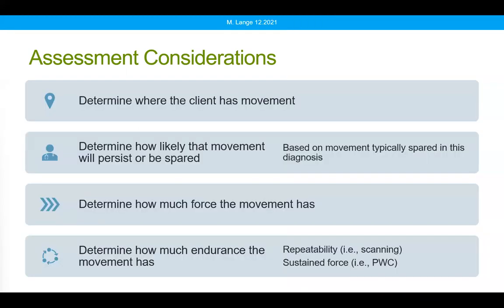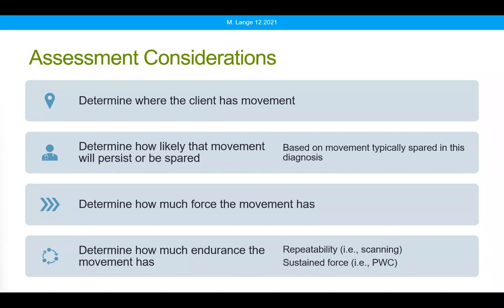So in that assessment, we need to determine where the client has movement. We then need to determine as best as we can, this is tricky, how likely that movement will persist or be spared. Now, I see a lot of clients who have a diagnosis where I've never worked with someone with that diagnosis before. Because of medical advances, we have more and more specific diagnoses. And I've been doing this for a long time. So it's unusual that I keep seeing so many clients with these new diagnoses.